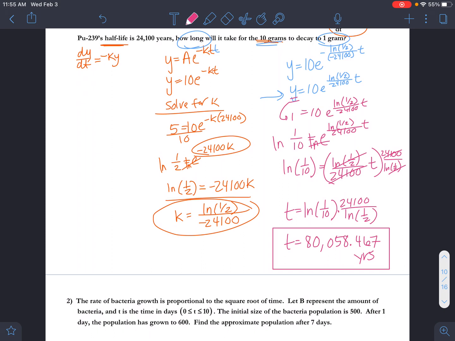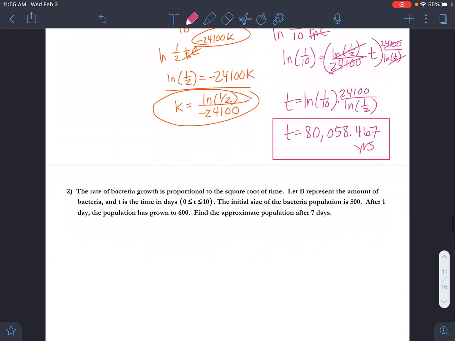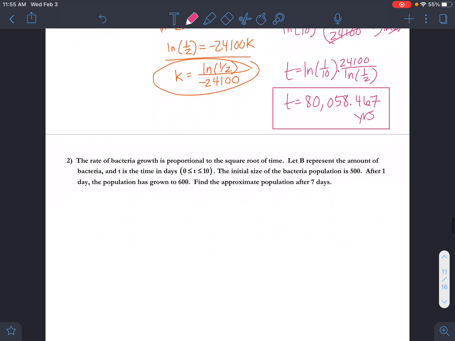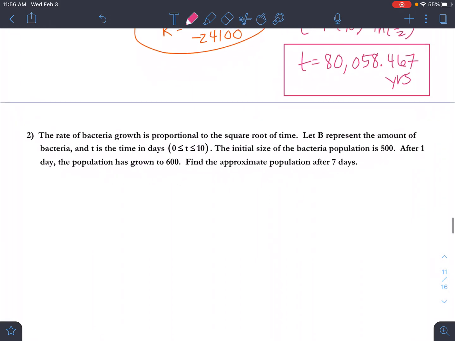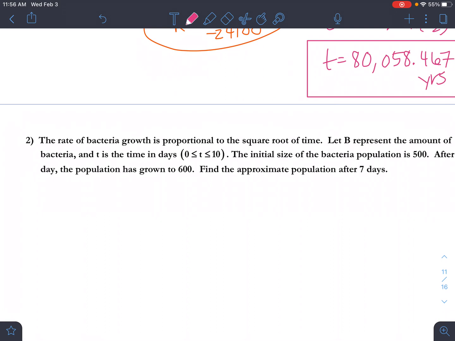All right, so take a look at the next one. The next one's talking about the rate of bacteria growth being proportional to the square root of time. So this is not exactly just the original equation we were talking about, that Ae^(kt). So what we're going to use is actually just rewrite this. B is going to be the bacteria, t is time. So the change in bacteria with respect to time, it said it's proportional, so k times the square root of time.